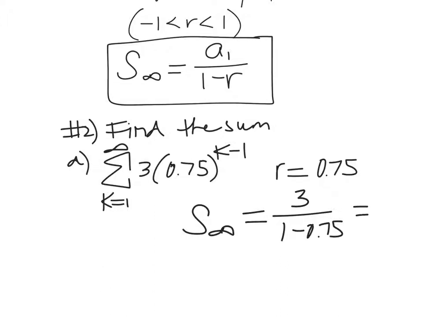If you're going to put this in your calculator, make sure that you do 3 divided by parentheses 1 minus 0.75. And you get 12. Does that just seem wrong to you? It does. It feels wrong, right? It's because we're finite people. We don't understand infinity, you know?